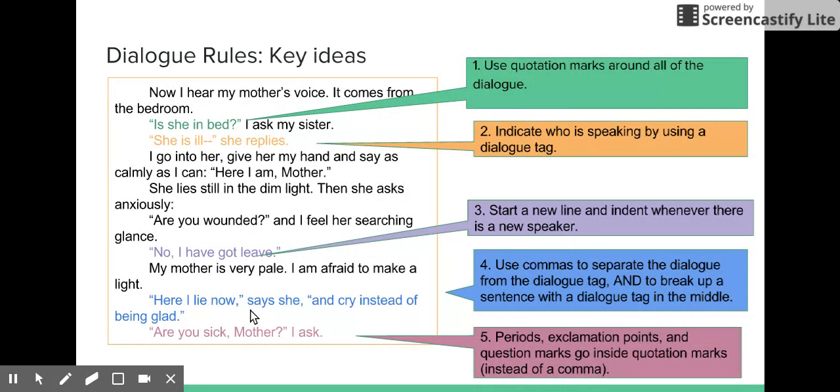And then periods, exclamation points, and question marks are going to go within the quotation marks, inside of them. And that's just sort of used in place of a comma. So those are the major dialogue rules. Now I'm going to let you know how you can kind of punch up your writing a little more.